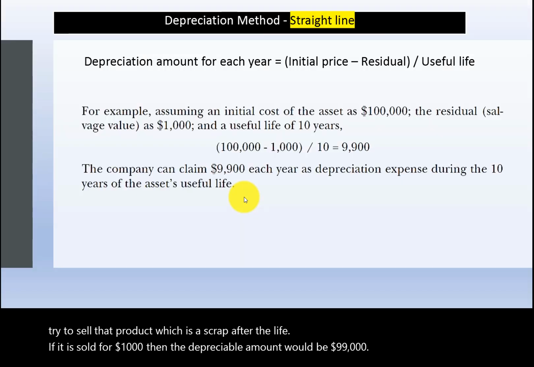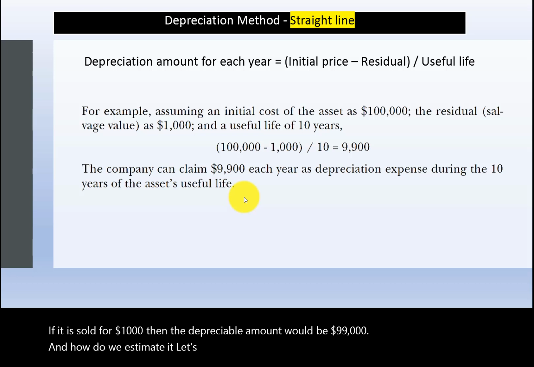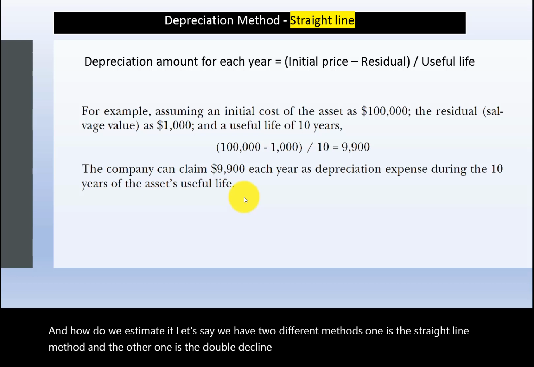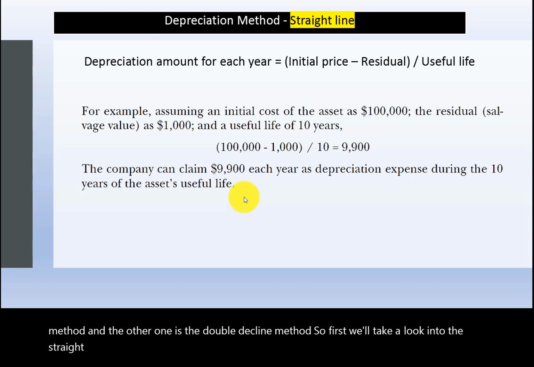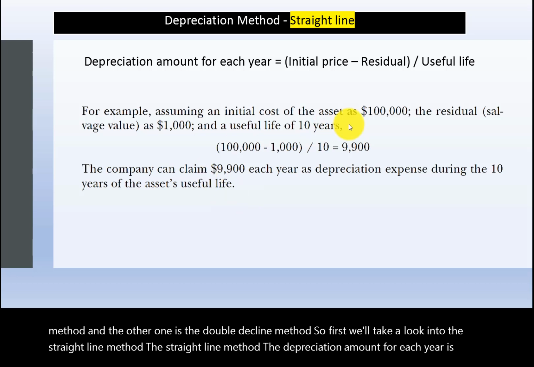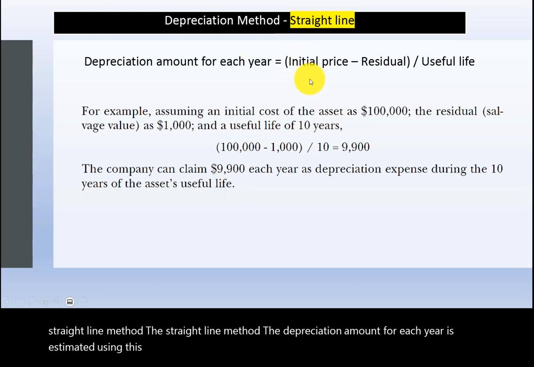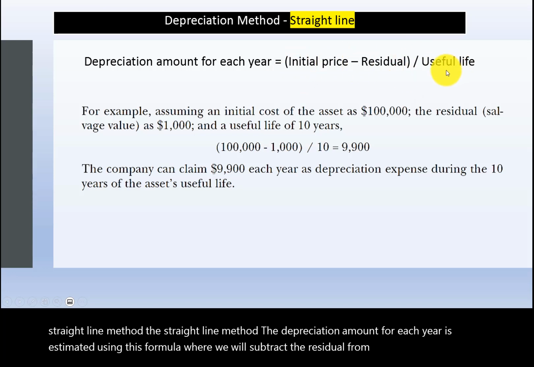And how do we estimate it? Let's say we have two different methods. One is the straight line method, and the other one is the double declining method. So first we will take a look into the straight line method. In the straight line method, the depreciation amount for each year is estimated using this formula, where we subtract the residual from the initial price and divide that by the useful life.